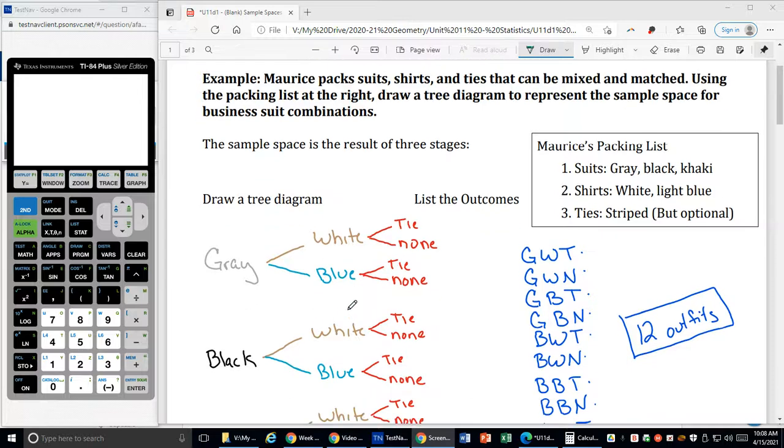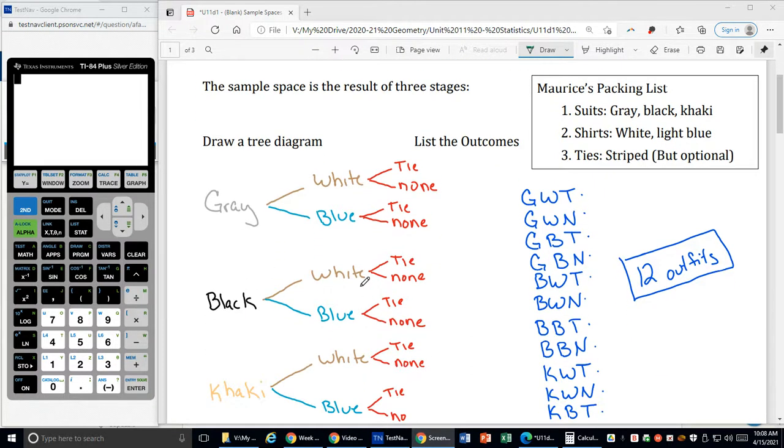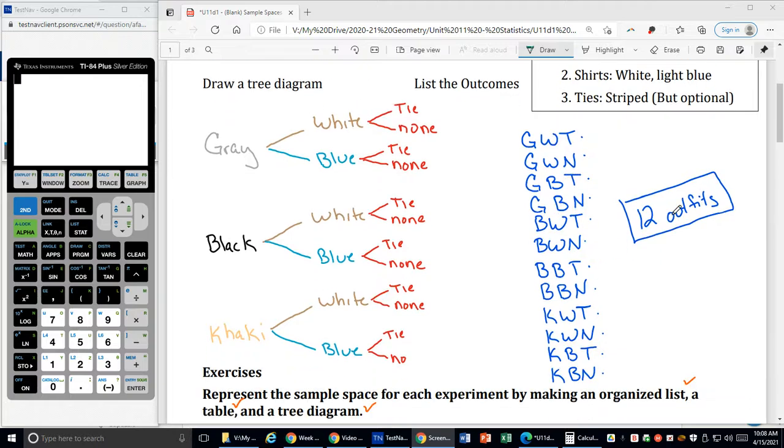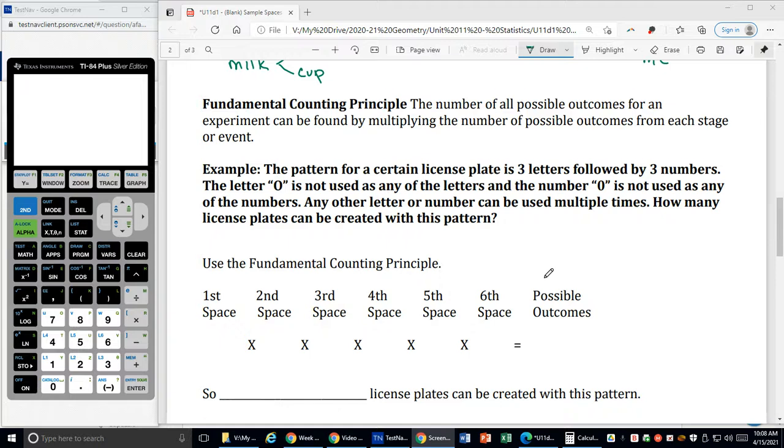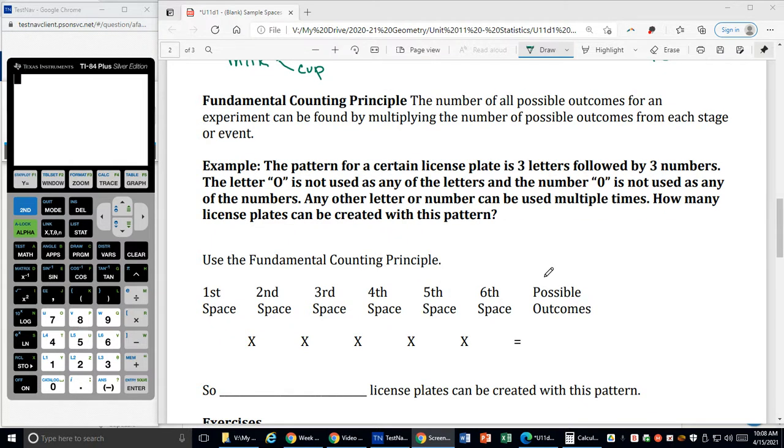So far, we've looked at representing sample spaces using a tree diagram, an organized list, and a table. Let's look at what happens when our numbers get so big that it's unrealistic to make a tree diagram or a table. We just need to know how many possible outcomes there are, not necessarily what all of them are listed out. We're going to use what's called the fundamental counting principle.